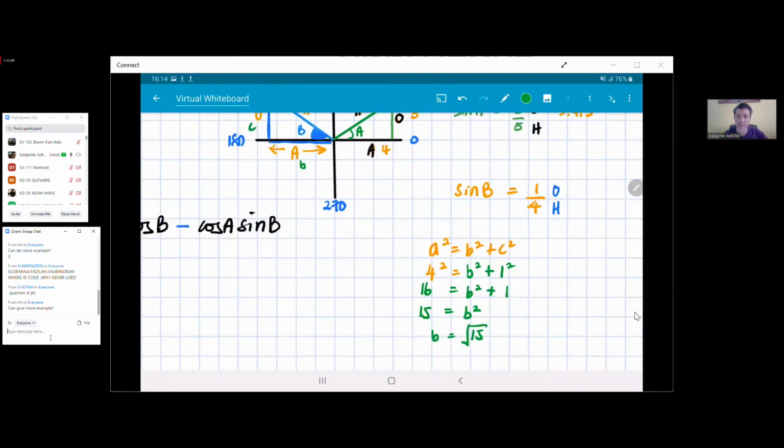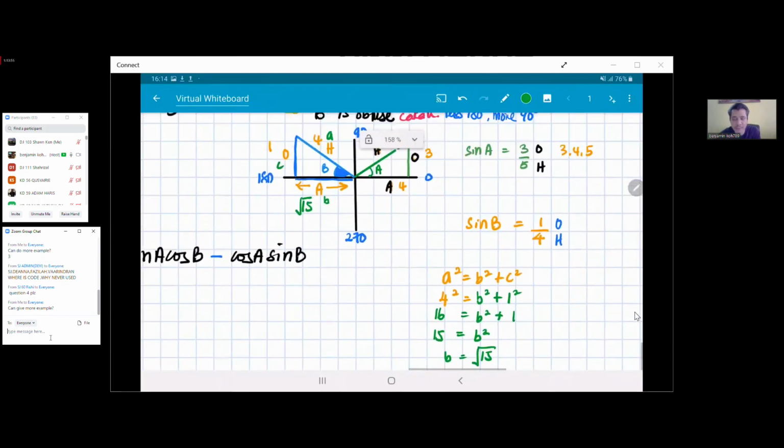Can you understand? That's why here, this length is square root 15. Okay, square root 15. Understand? Don't use decimals, because usually for this kind of question, you have to do it without a calculator. They'll be telling you to do it without the use of calculator.